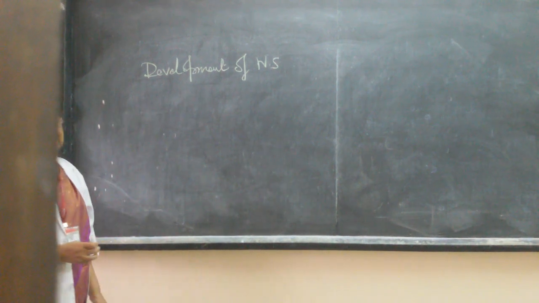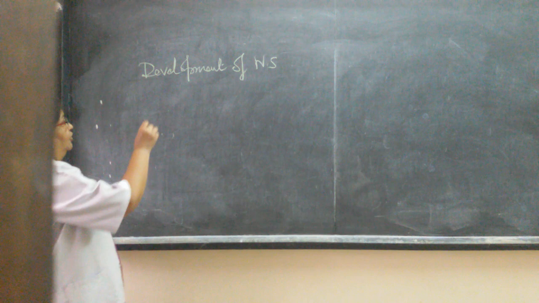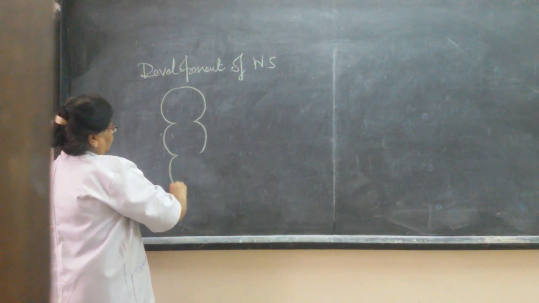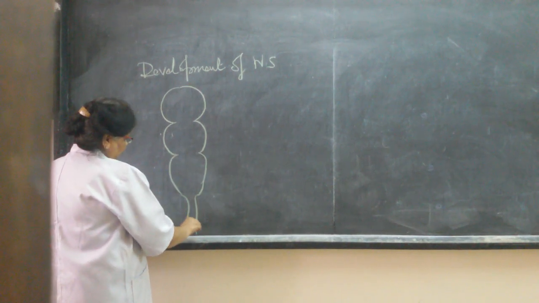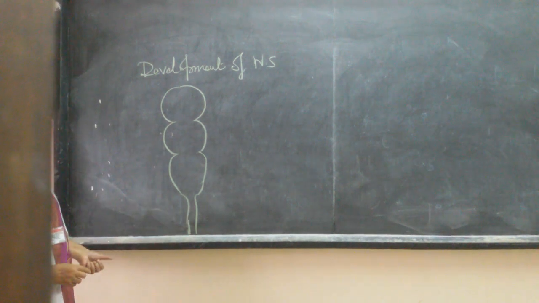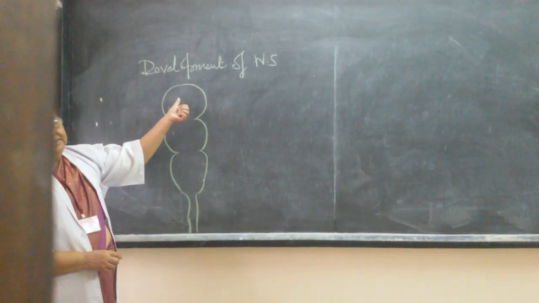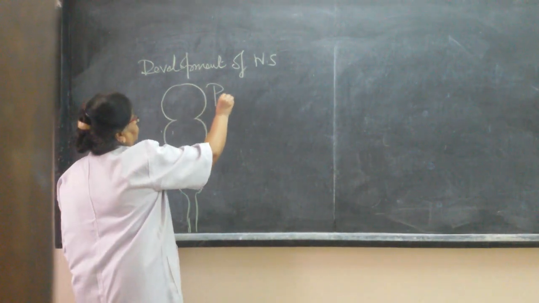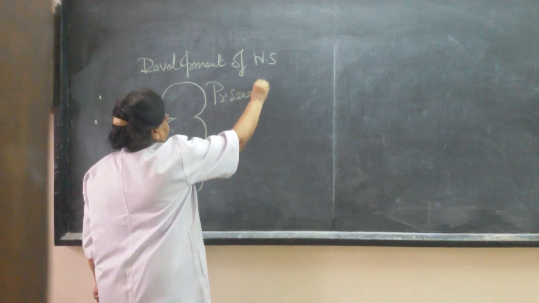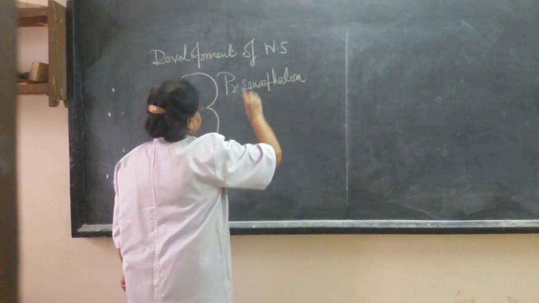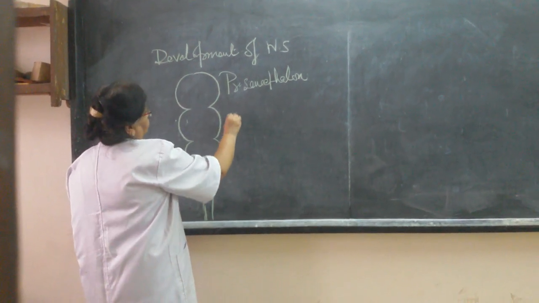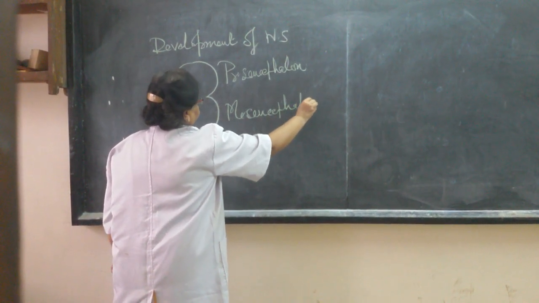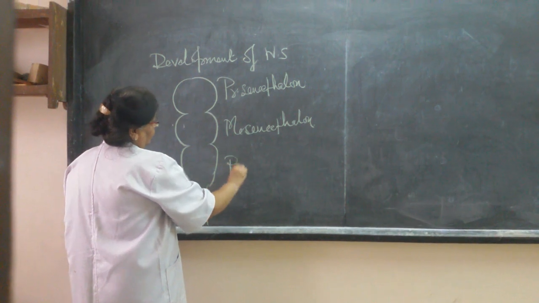The cranial part of the neural tube expands and forms three vesicles. These are the three vesicles. The caudal part remains tubular. The caudal part forms the spinal cord, and the cranial part forms the three vesicles, known as the prosencephalon. The most cranial is the prosencephalon. Next to it is the mesencephalon, and then the rhombencephalon.